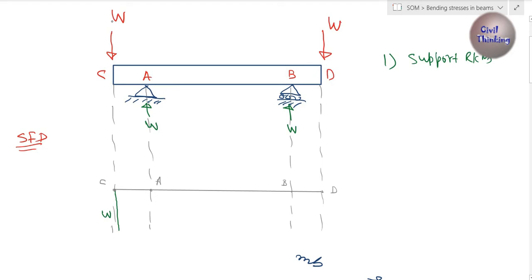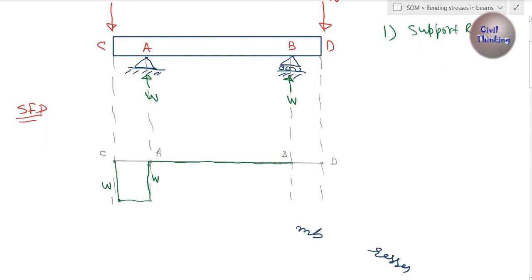here was a downward W, I draw a downward line, right? Now from C to A there is no load, so I will go parallel. Now at A there is an upward W, so I will go up here. This is W again. Now A to B there is no shear force, so I will go flat here because on this line shear force is 0.